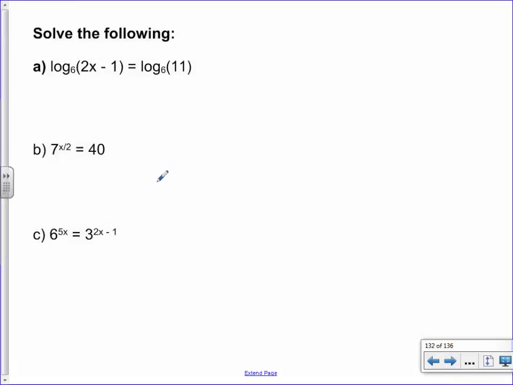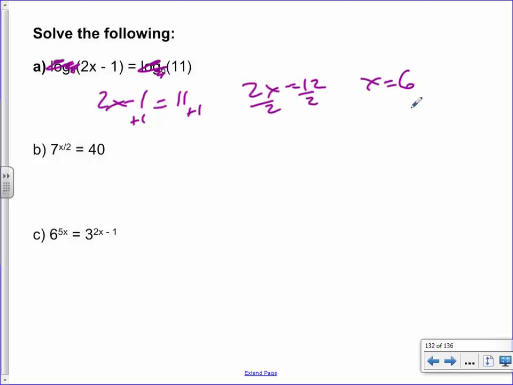Thoughts on this first one? Anything useful you see that you can do? Yeah, for sure. See how they're both log base 6? This is a valid time where we could remove the logs. So I'm going to remove that log, remove that log. 2x minus 1 equals 11. Add 1, 2x equals 12, divide by 2, divide by 2. X is 6.